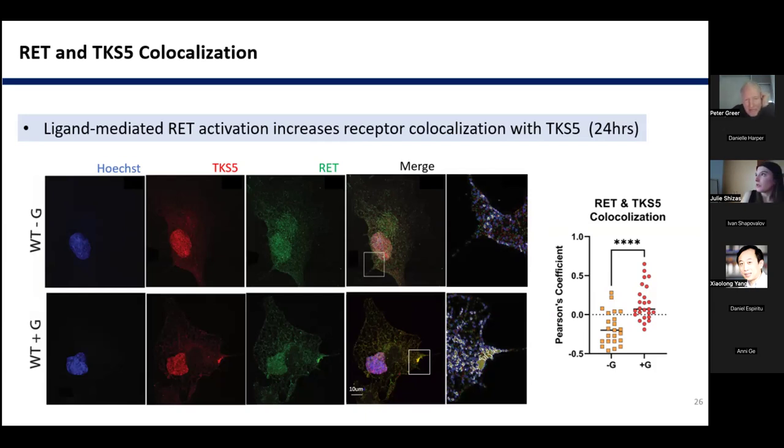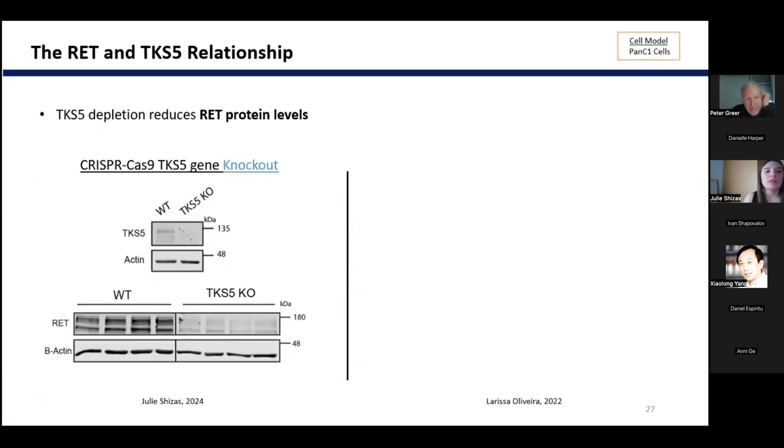This brings us to a very interesting observation between RET and TKS5, where we found that TKS5 depletion seems to reduce RET protein levels. Using our CRISPR-Cas9 TKS5 gene knockout, we can see here that the wild type expresses TKS5, and in the TKS5 knockout, TKS5 is depleted. With four separate replicates, we found reduced levels of RET protein in these TKS5 knockout cells. You may think, okay, is this an artifact? Is it perhaps secondary to the method that we used with the CRISPR-Cas9 technology?